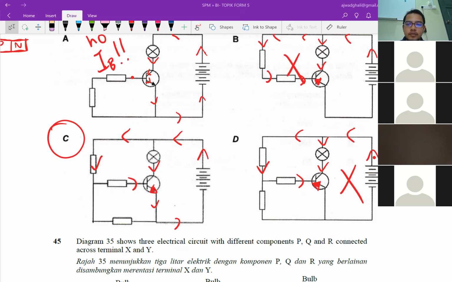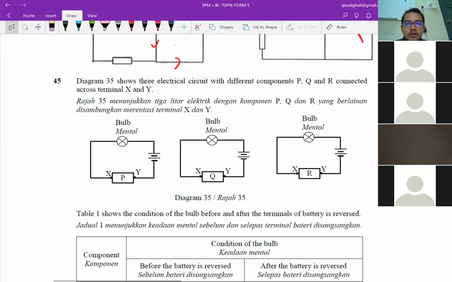Before we stop, we learn diode and transistor. In transistor, we have NPN transistor and PNP transistor. Even though most of the time, questions in SPM are always NPN. The reason? I don't know why, but it's always NPN. You can look back at your questions and it's always an NPN, even for a question like this one.